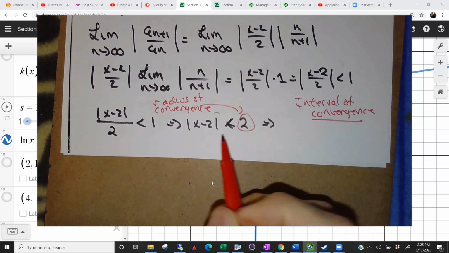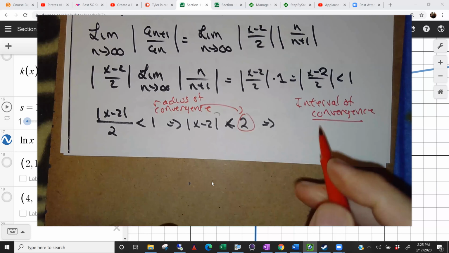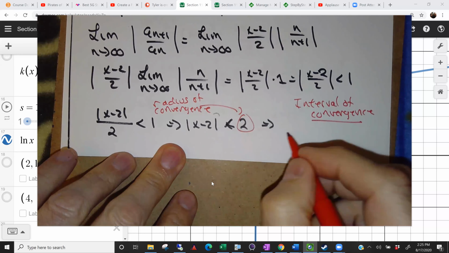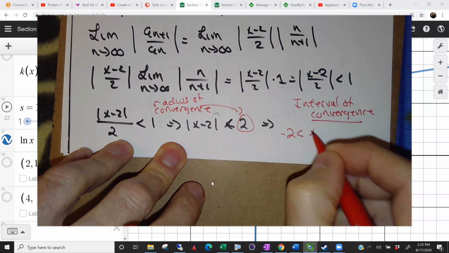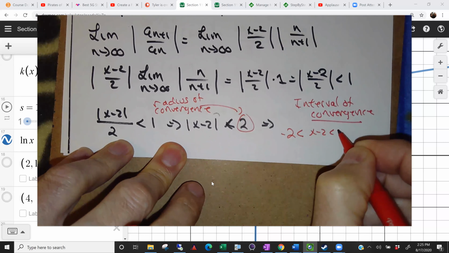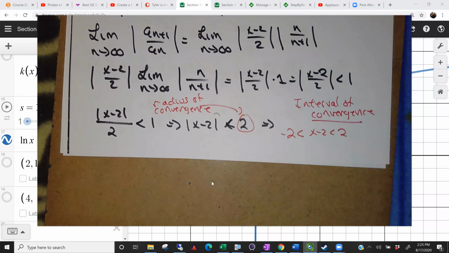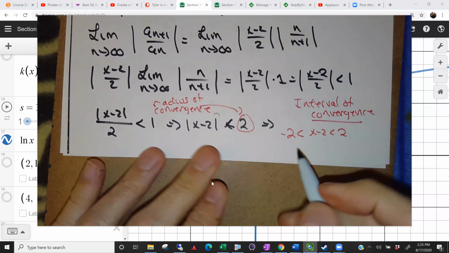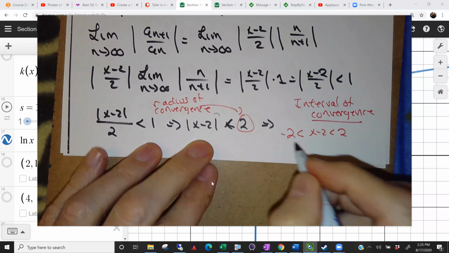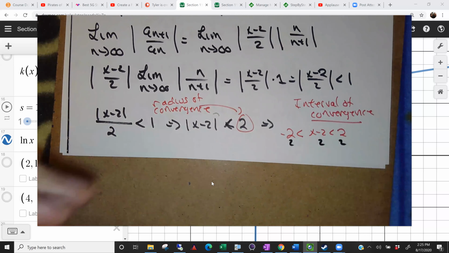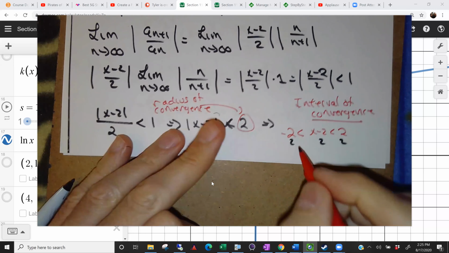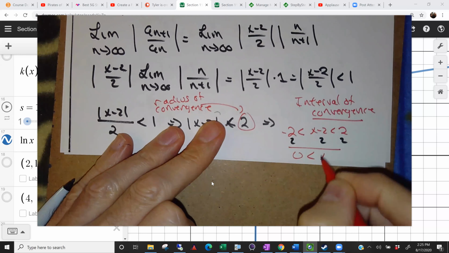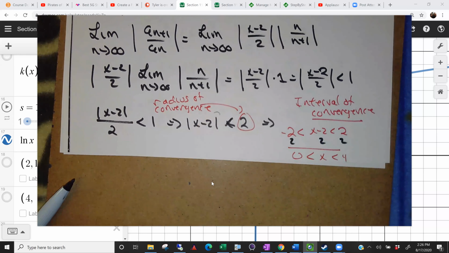To get the interval of convergence, let's solve this inequality by repeating it. So it's going to be negative 2 is less than x minus 2 is less than 2. And if I add 2 to all three parts of this inequality, I end up with 0 is less than x less than 4. So that's my interval of convergence.